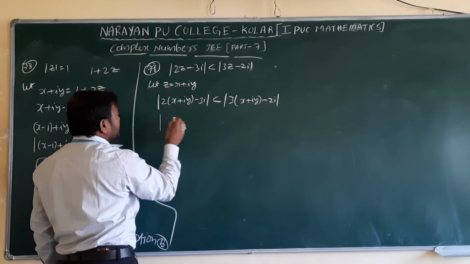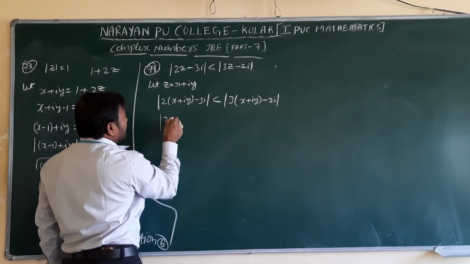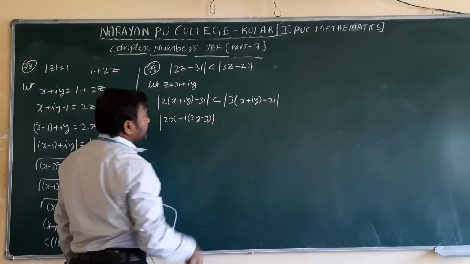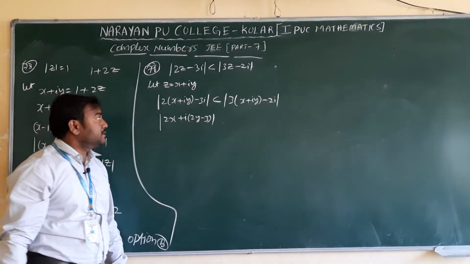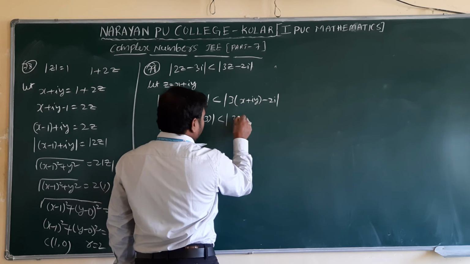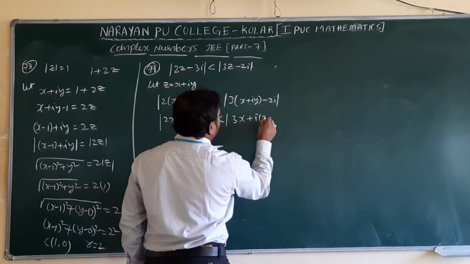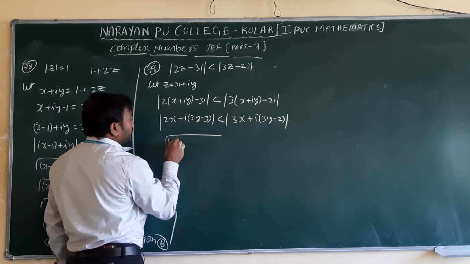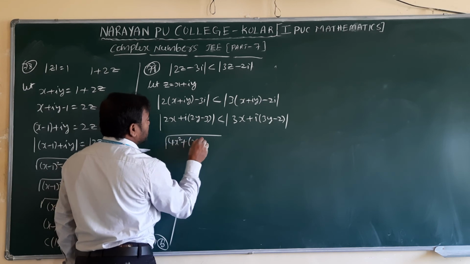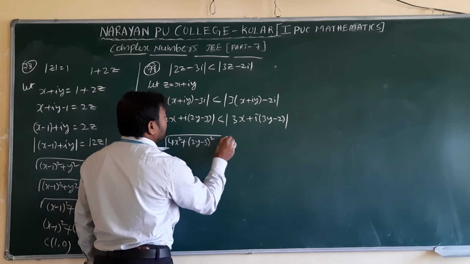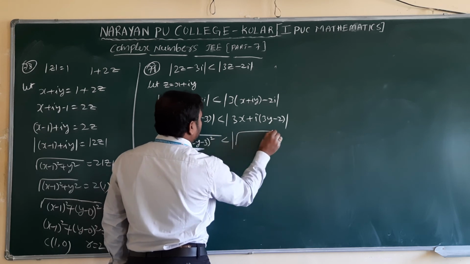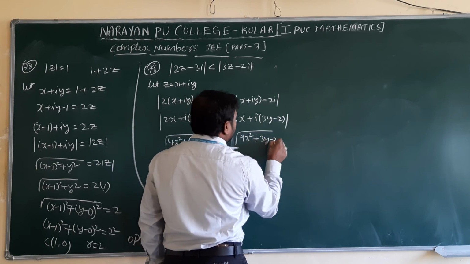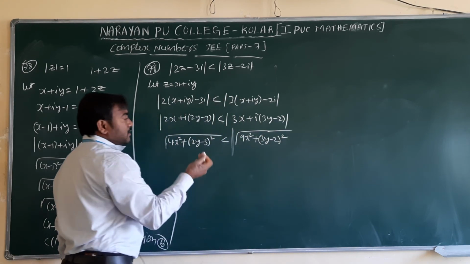Now here what do we get? 2x plus i into 2y minus 3, less than 3x plus i into 3y minus 2. Now apply modulus here. Square root of 4x square plus 2y minus 3 whole square, less than square root of, after applying modulus, 9x square plus 3y minus 2 whole square. So squaring on both sides.